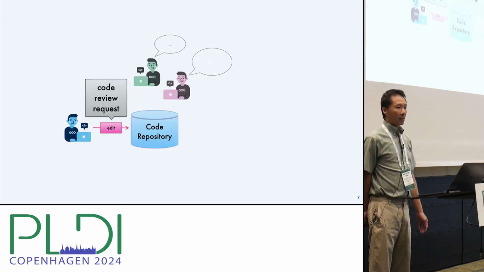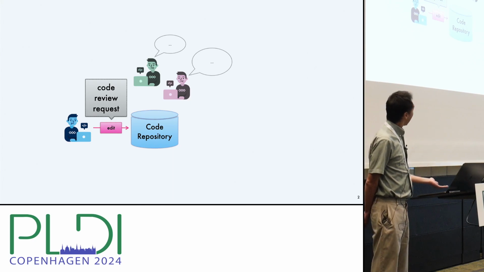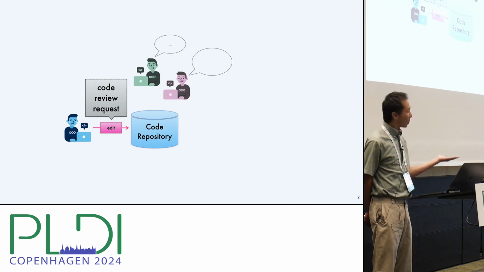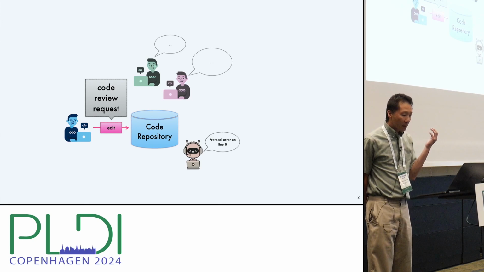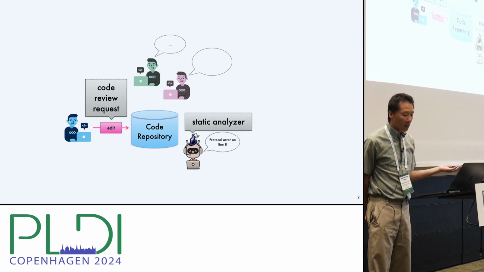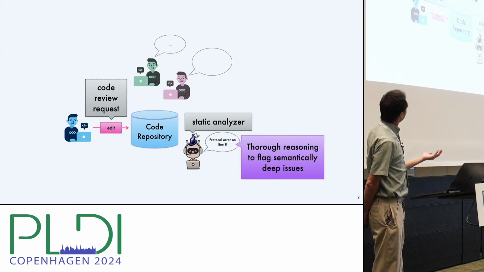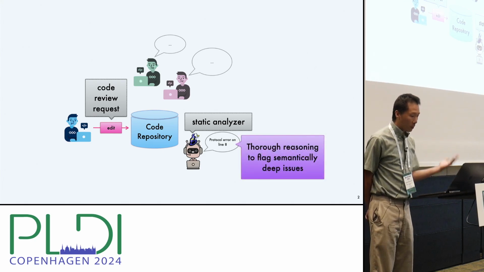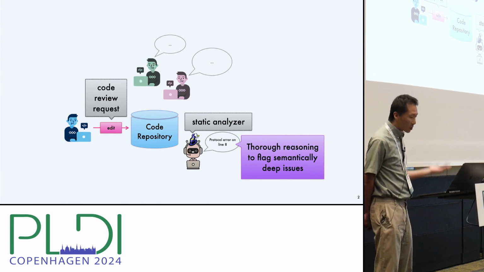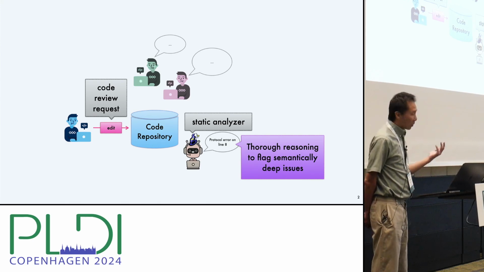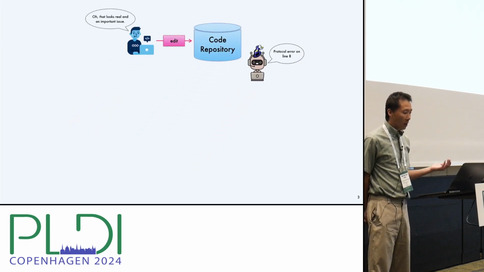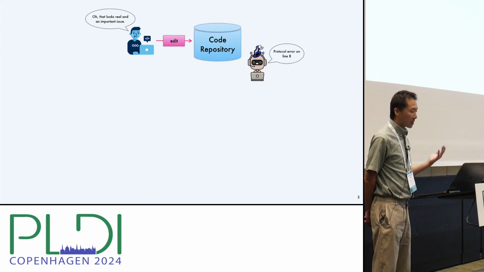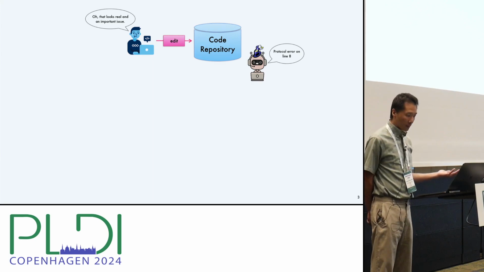Today, when a developer submits a code review, it's often commented on by their team members, but now also increasingly by a bot that is backed by a static analyzer. What we want to do is make static analyzers do thorough reasoning to flag semantically deep issues to help us build better software.